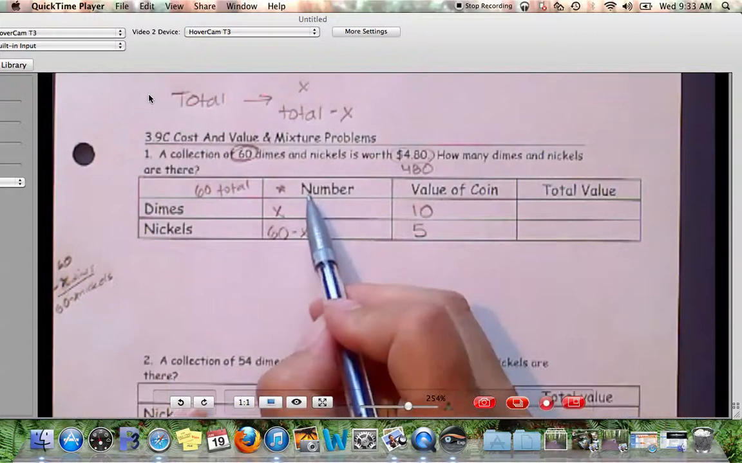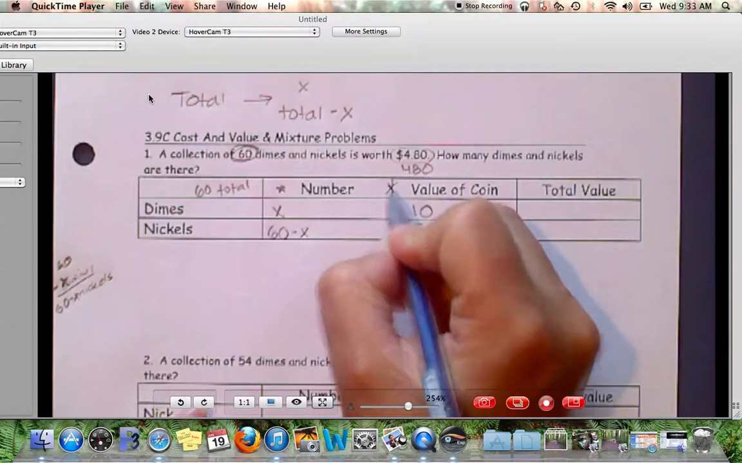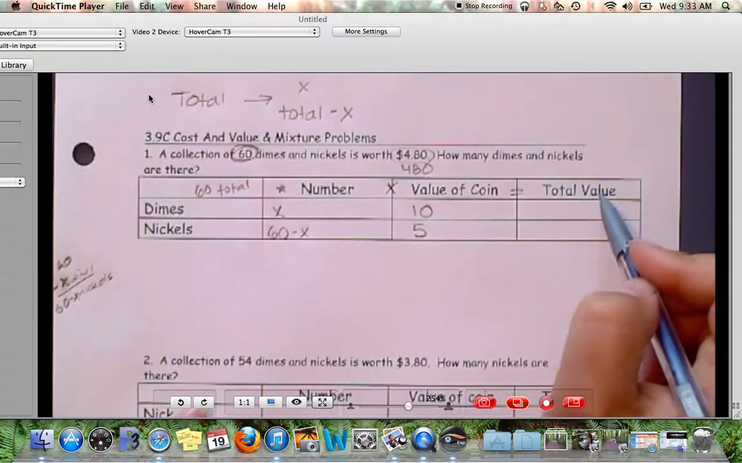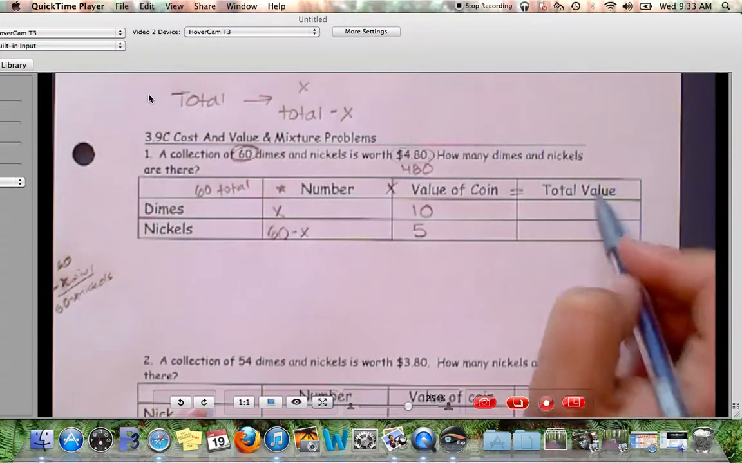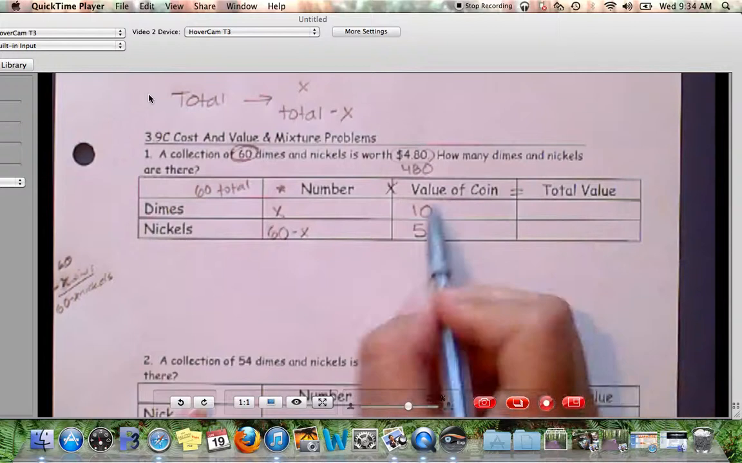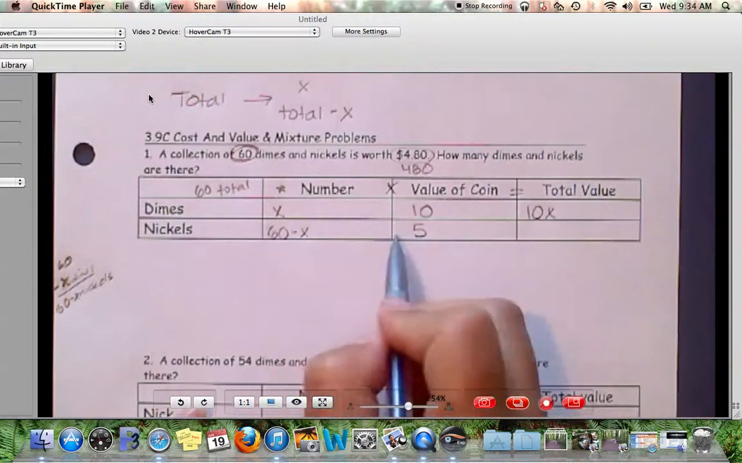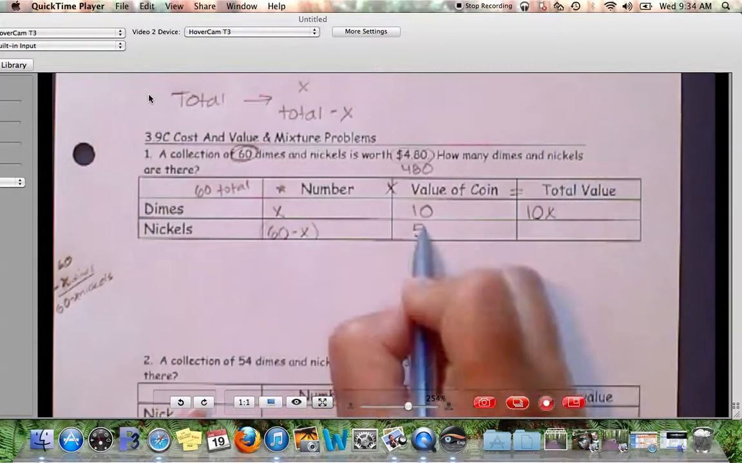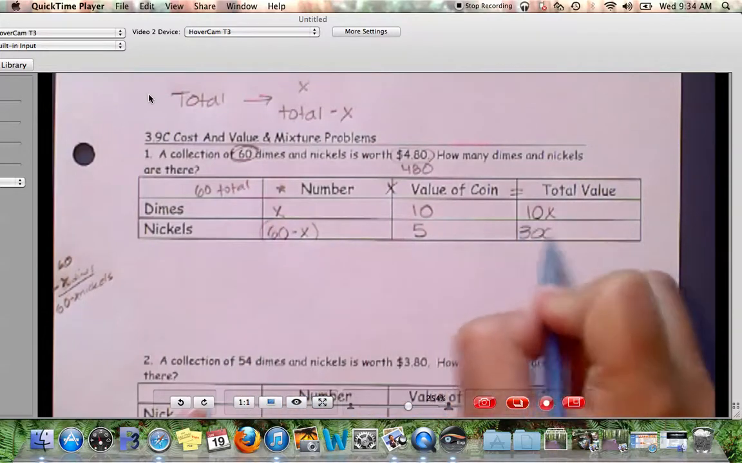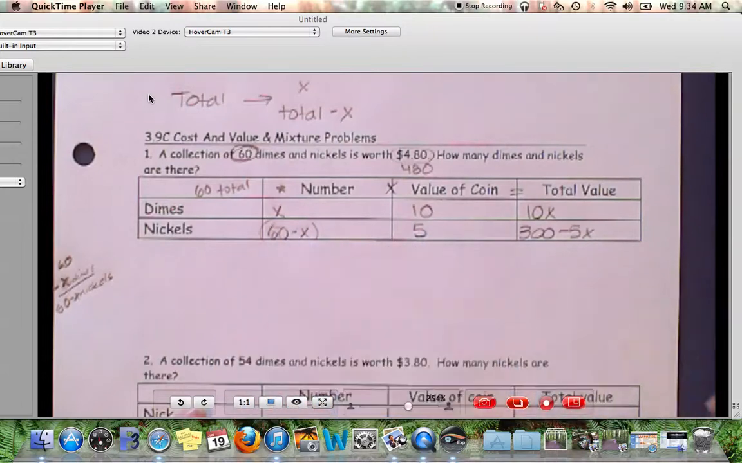Now if we take the number of each coin times the value of each coin, multiply across, that will give us the total value of all the dimes or the total value of all the nickels. So this is exactly the same as the last word problem. We multiply across, we get 10x. We multiply across here, and we have to remember to distribute. So we get 300 minus 5x. Distribute that 5 to the 60 and to the x.